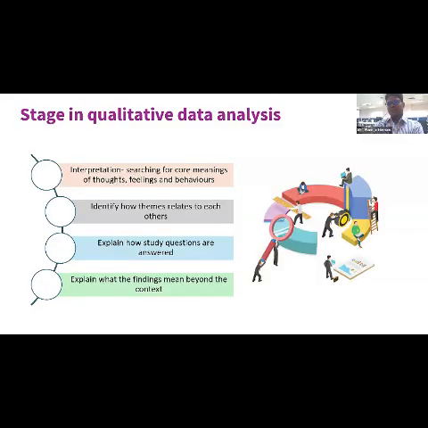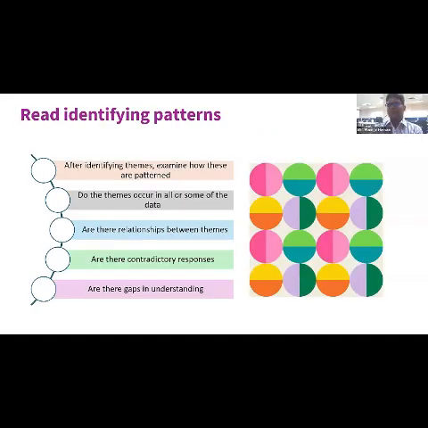And in interpretation, we search for the core meaning of the thoughts and feelings of human behaviors, and explain how we study questions or answers there, and explain what the findings mean beyond the context from the study participants. We also identify the pattern of themes: how are these patterns, do the themes occur in all or some of the data, what are the relationships between the themes, are there any contradictory responses, and are there any gaps of understanding.